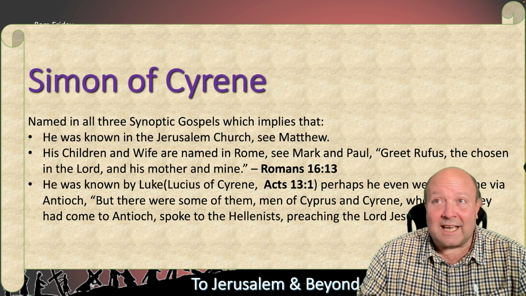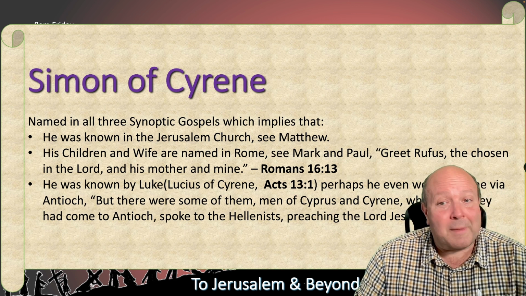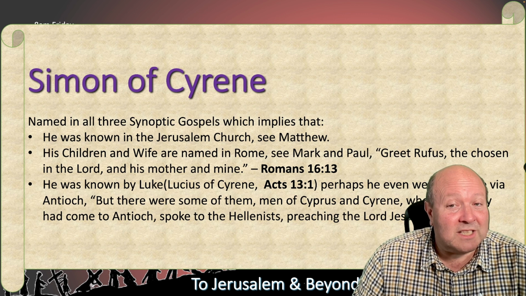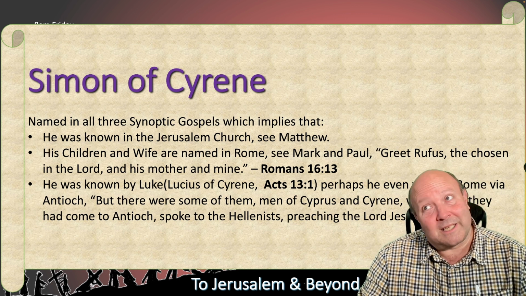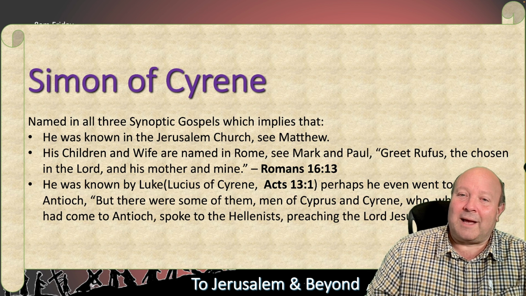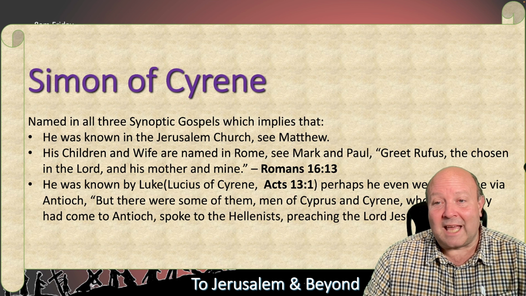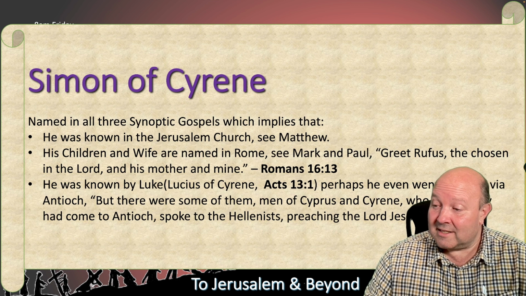So Luke is actually also a Jew from Cyrene. And we're told, of course, that there were men of Cyrene, and Luke only ever tells us about two men from Cyrene, himself and Simon of Cyrene, who've gone up, and men of Cyprus along with them, who'd gone up to Antioch and spoke to the Hellenists and preached the Lord Jesus.